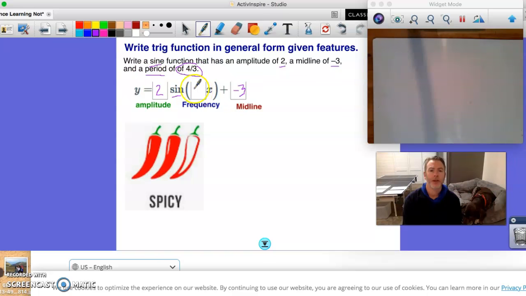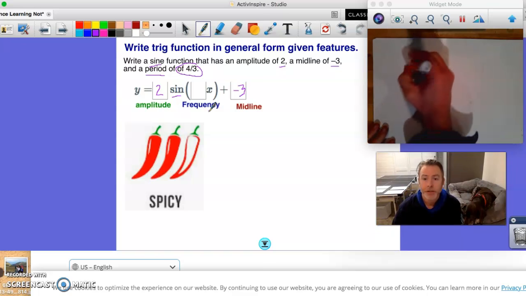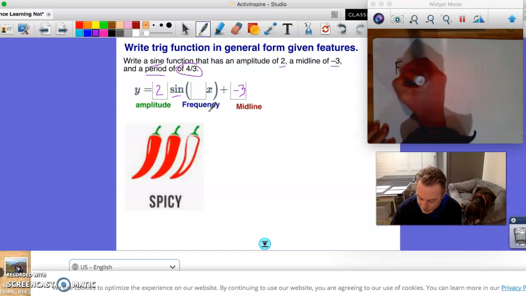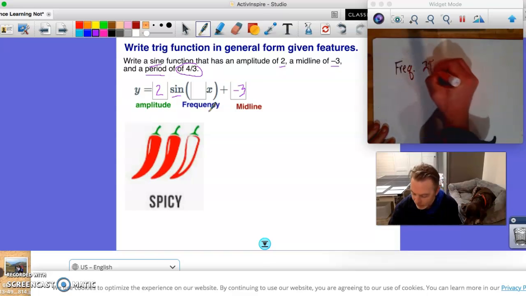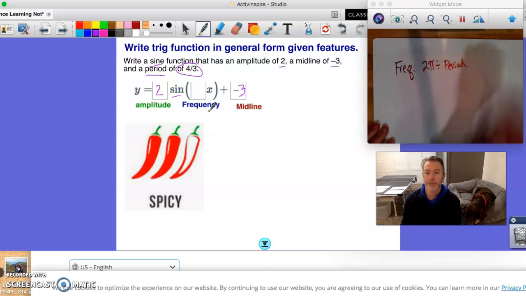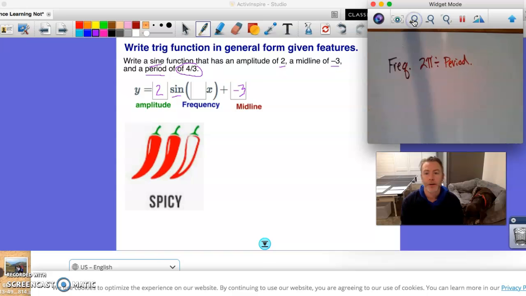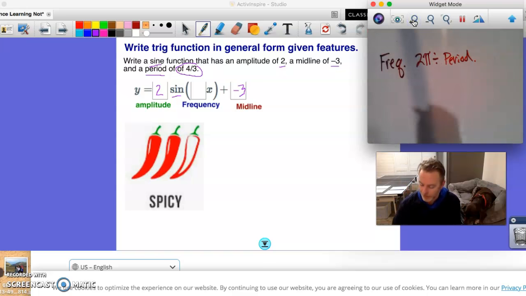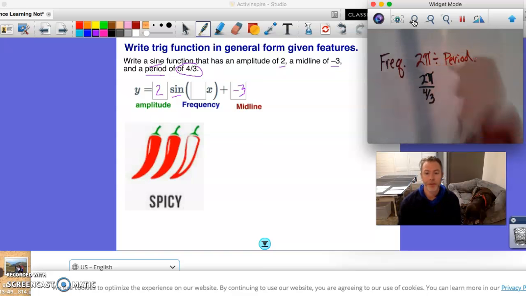And then it says a period of 4/3. Now remember, this box right here is where the frequency goes, not where the period goes. So we have to go back to our previous studies, and I'm going to show you here how to find the frequency. Here's how we find it. We take 2 pi and we divide it by the period. Let me zoom in on this just a little bit. We're going to need to set this up and simplify it: 2 pi divided by 4/3.